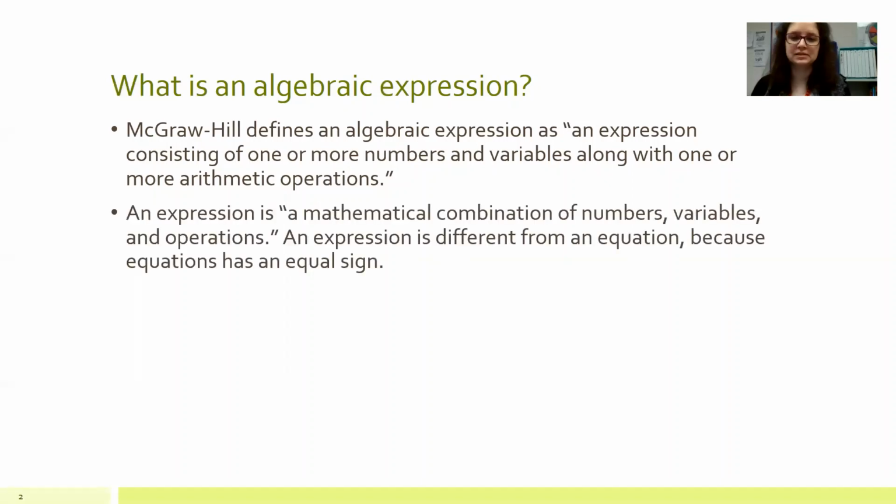So an expression is defined as a mathematical combination of numbers, variables, and operations. It must be noted that an expression is different from an equation, because equations have equal signs. So the first example we have here is an expression. It is a combination of numbers, variables, and operations. The other is an example of an equation. It is still a combination of numbers, variables, and operations, but we do have this equal sign.